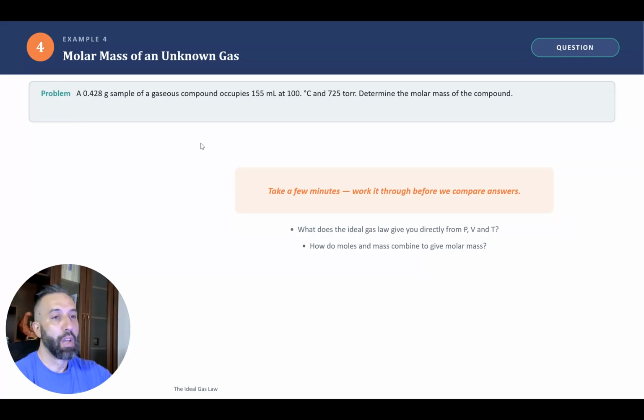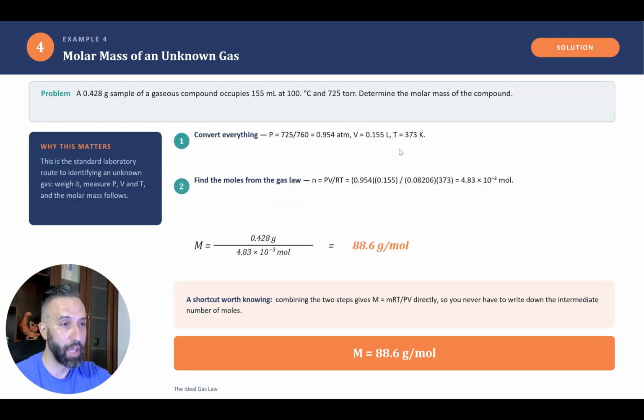Okay, a 0.428 gram sample of a gaseous compound occupies... Okay, so we got mass. We don't have moles and we don't know which compound, so we can't calculate moles. But we have volume, we have temperature, we have pressure. If we have moles, temperature, and pressure, we can calculate M. So this is just plugging into the equation.